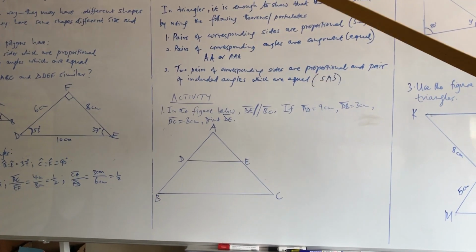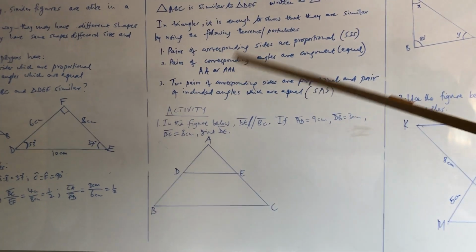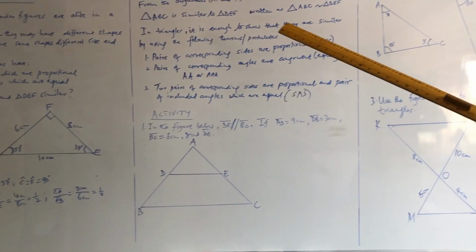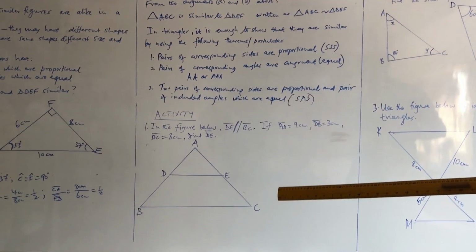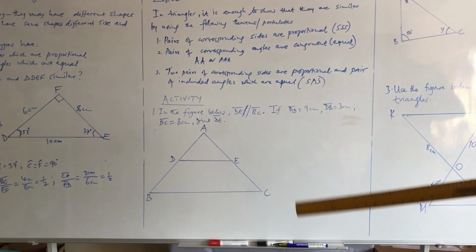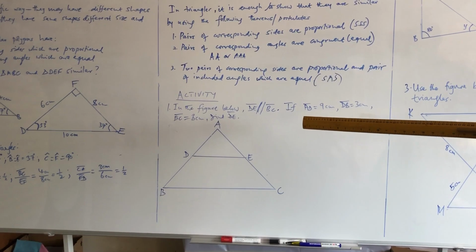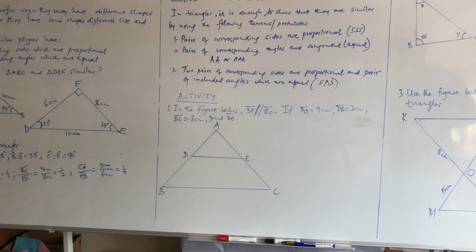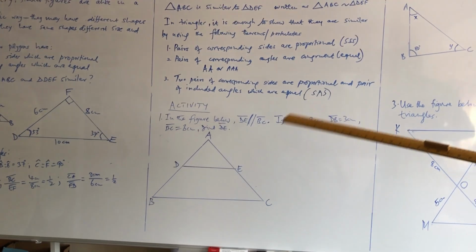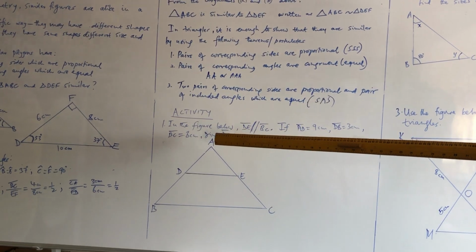Now, we can perform an activity to show how these theorems can be used to prove some theorems of similarity in different triangles. Activity number 1 is as drawn below.